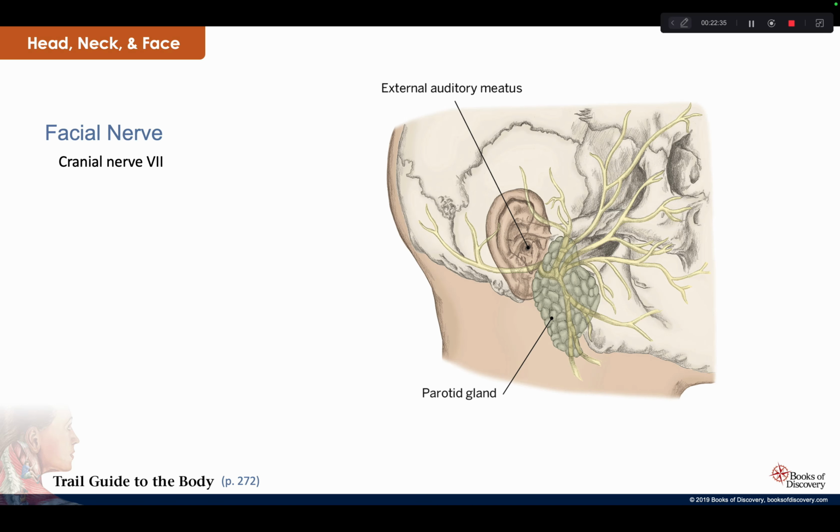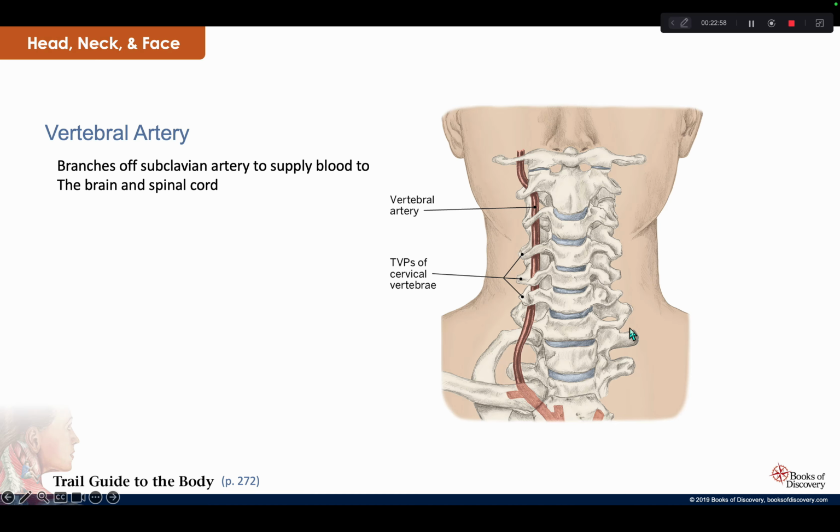An important nerve in the face would be cranial nerve 7. So cranial nerve 7 here is an important facial nerve, and here it shows you the external auditory meatus. So it can help with auditory issues, parotid gland. The facial nerve has a lot of functions. Vertebral artery: this artery branches off the subclavian artery to supply blood to the brain and the spinal cord. You'll see it runs along the inside of all those transverse processes.